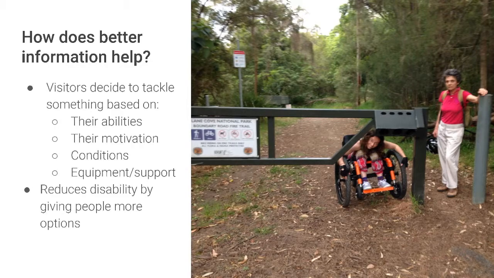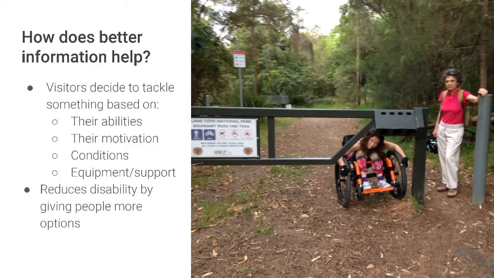All she needed to know was the height of this gate to see if she could duck under it. But before Naturally Accessible, this meant that she had to drive to the track head, get out of the car, get into a wheelchair, push up, try to duck under and see if she could do it. And that's no good, to not even know if you can start the walk.